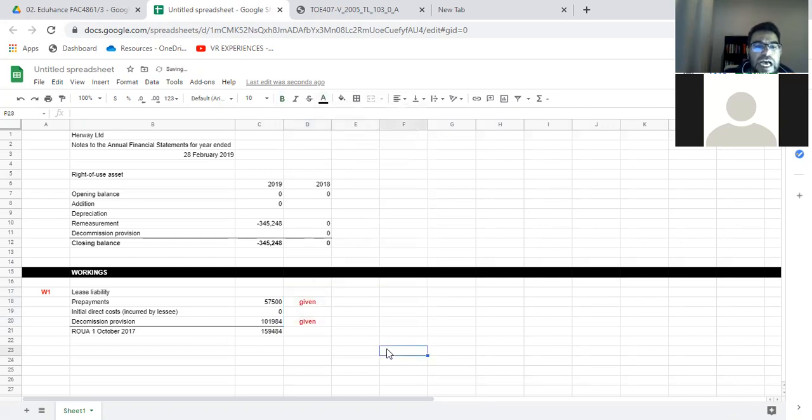Okay, so now we might just calculate the lease liability. So there we had the decommission provision. We have initial direct cost. There was nothing, the prepayment. And now we must do the lease liability. So working two, we're going to work out the lease liability.